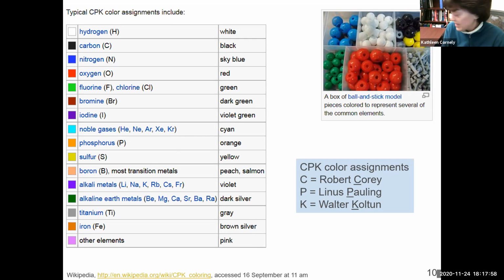But what we're going to be using in our kit is white for hydrogen, black for carbon, nitrogen is blue, oxygen is red. For us, all of our halogens are going to be green. We don't have any of these balls that are this color. We have sulfur, which is yellow, and phosphorus. I think in our kit, our phosphorus is a sort of silvery color. So this kit isn't strictly CPK coloring, but it's pretty close.